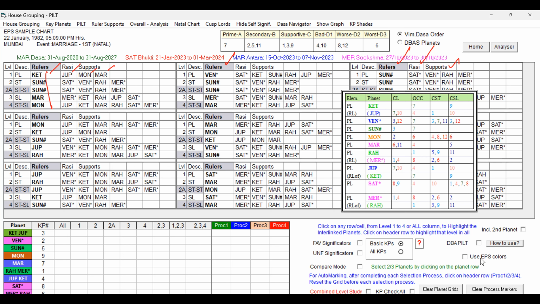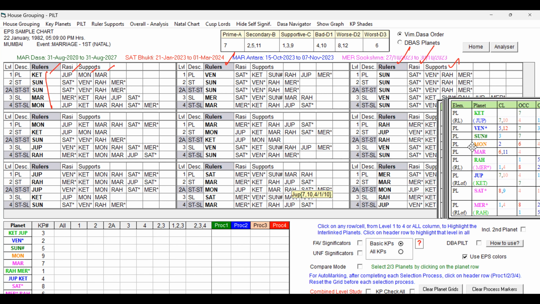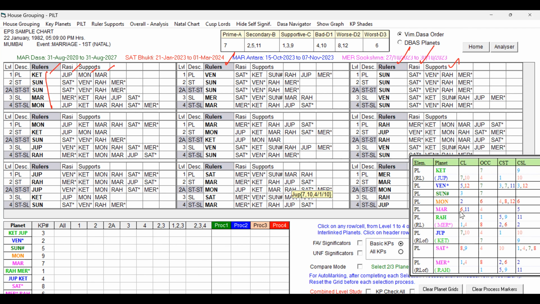How to do that? You can see here there is one option called use EPS colors. If you click this one, you can see at the left hand side that the key planet shades change from the background key planet shades given by the software. From that, the font colors have been given to those planets. So this way also you can do it. Now let us do this study with the key planet shades we have selected.